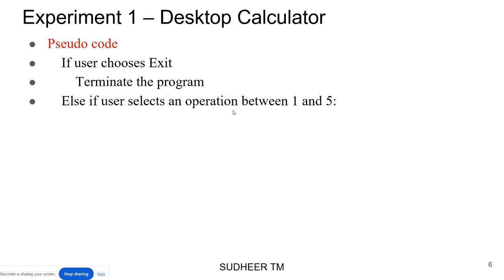Otherwise, it's called else if. If it is not 6, what should we do? Do this part. Else, that is, not 6. If the user selects an operation between 1 and 5, why did I give if again? What should the reason be? If not 6, it should be a plus or minus or into or division or modulo. Why again do I make the statement if the user selects an operation between 1 and 5? What is the need of that if checking?